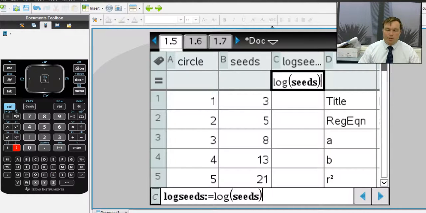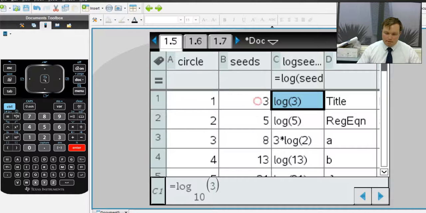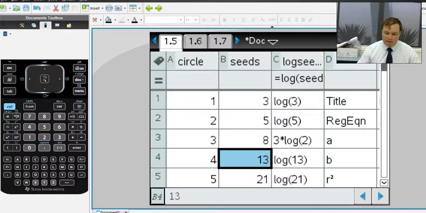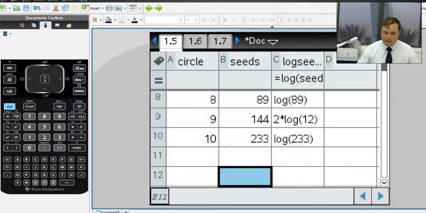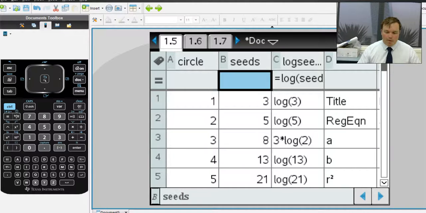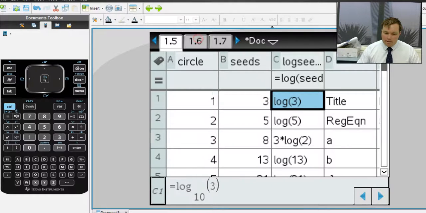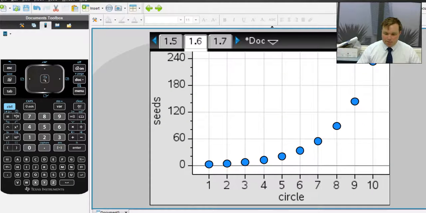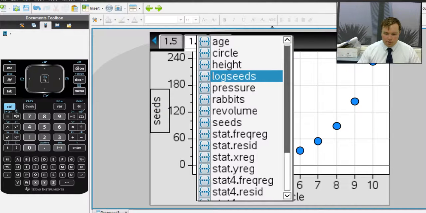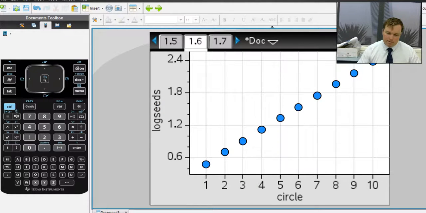And seeds is bold because we've used it already. What's happened here is it's taken the log of 3, log of 5, and done some fancy algebraic terms to simplify it, log 8 into 3 log 2, don't worry about that, and so on. So it's done what we expected, basically. If you wanted to convert to decimals, you can change the calculation mode to approximate. But instead of seeds, we now want to look at log seeds. Pretty nice.